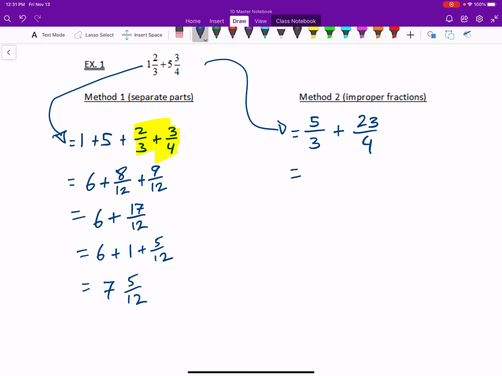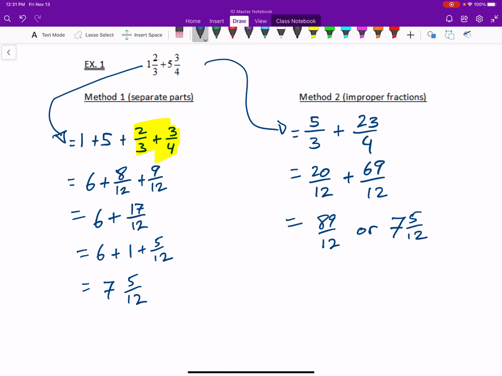Still need to get a common denominator, so we're still going to multiply the first fraction by 4, top and bottom. 4 times 5 is 20, and I get 20 over 12. Going to multiply the second fraction by 3, top and bottom, so 23 times 3 is 69 over 12. And then I add the numerators as I did before, and I've got 89 over 12. And I could leave it as an improper fraction, or, again, I could change it back to a mixed number. 12 goes into 89 7 times, with 5 left over, so I could write it as 7 and 5/12. Again, that's a single number.